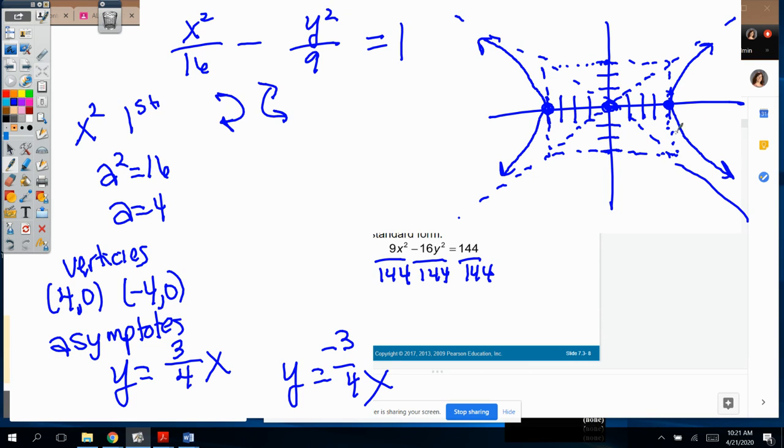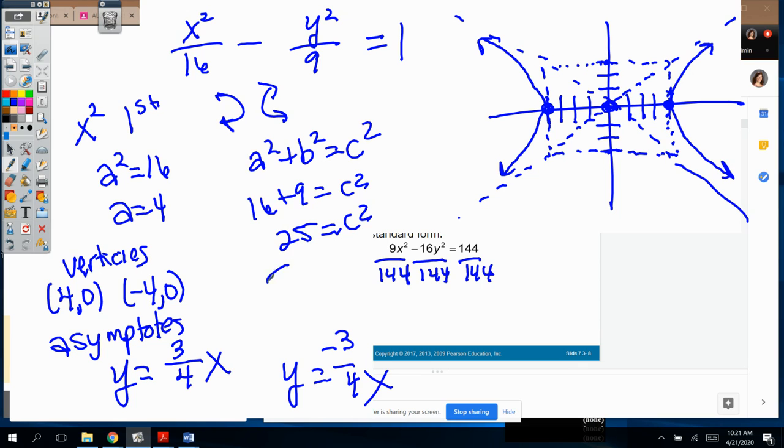Okay, and the last thing I have to do is find the focus, which is going to be on the inside. So it'll be a squared plus b squared equals c squared. 16 plus 9 is c squared. 25 is c squared. So 5 is c. You count from the center, and it will be on the inside. There's a focus. There's a focus. So the foci, that's more than one focus, are at (5, 0) and (-5, 0).